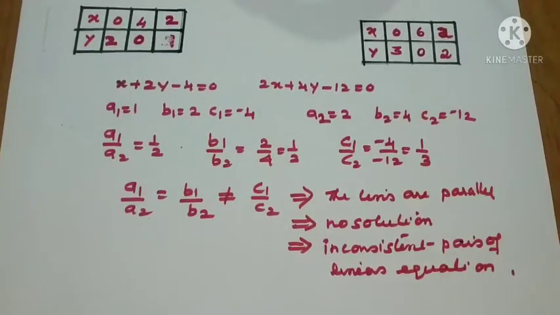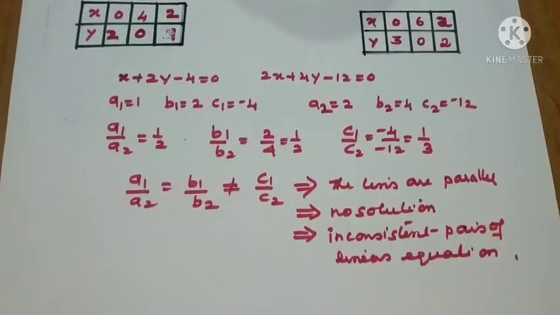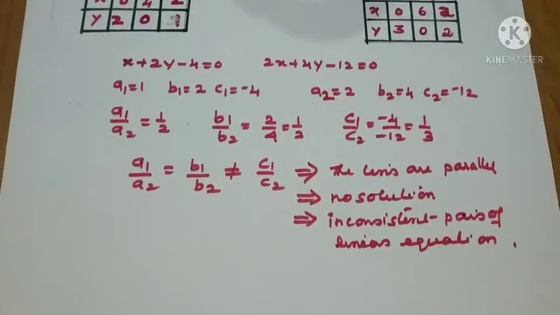So we have learned the conditions about the pair of linear equations. We can find the solutions when the two lines are intersecting; we get a unique solution. Coincident lines, what is the point? Many solutions are possible. But when the lines become parallel, no solution is there, and they are called inconsistent.